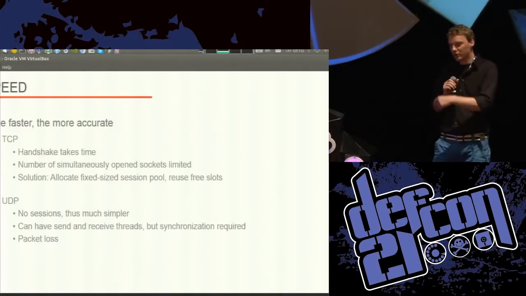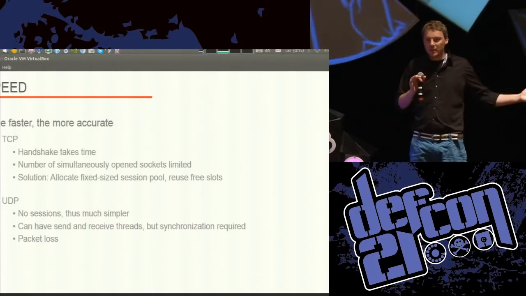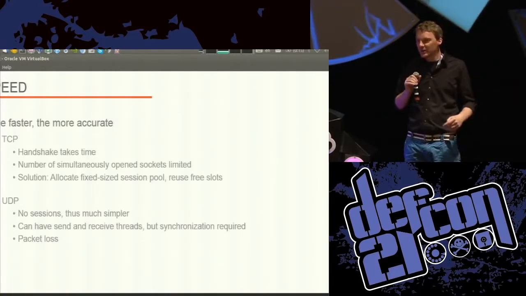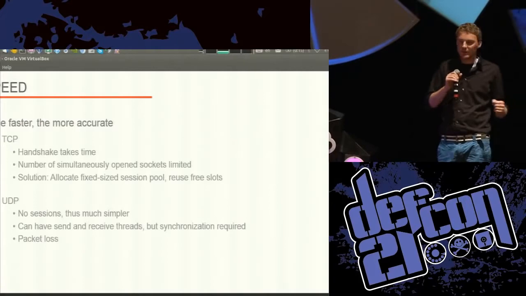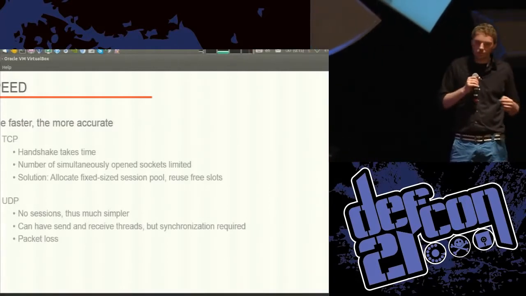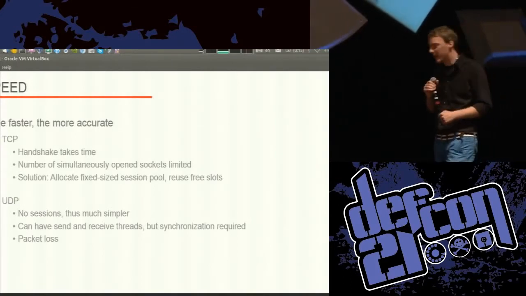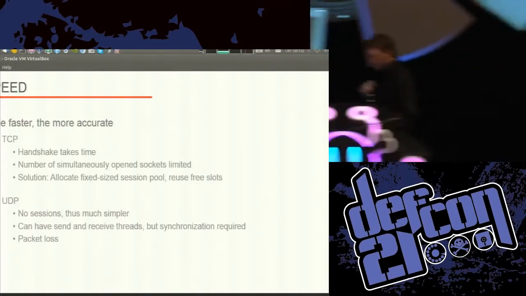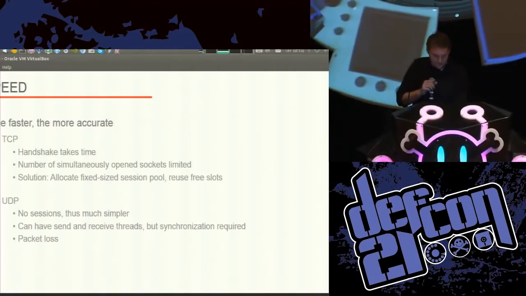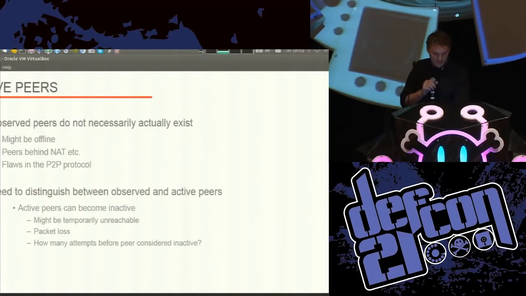So what the code does that I'm going to share publicly is it allocates a fixed number of slots for sessions. And I mean, that's the amount of simultaneous sessions the code can handle. And when it wants to contact a new peer, it takes the next free slot from that array. So by that, you make sure that your crawler doesn't get DOSed. Yeah, I talked about timeouts already.